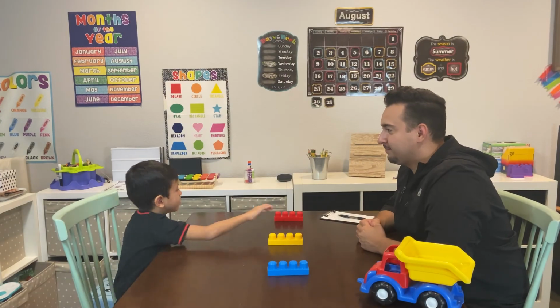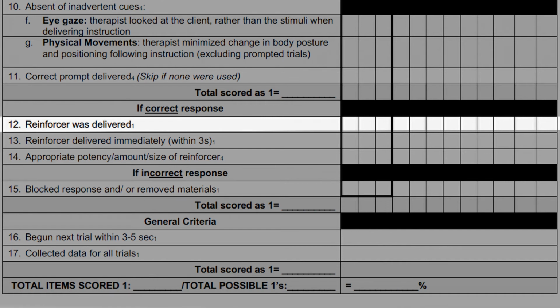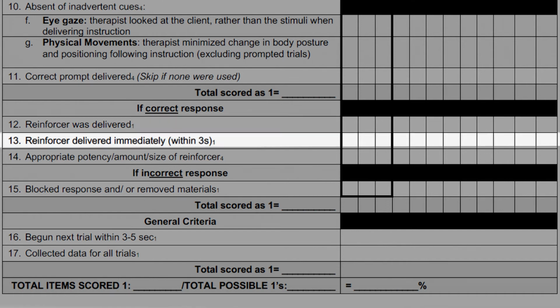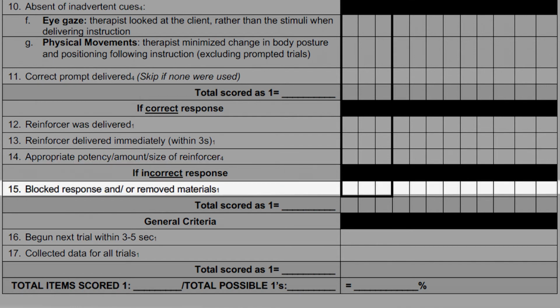Touch red. Nice. Great! We can say that the reinforcer was delivered, it was delivered within 3 seconds, and given that it was an independent response, he appropriately reinforced using the highest preferred item. If the learner responds correctly, step 15 would be marked as NA.